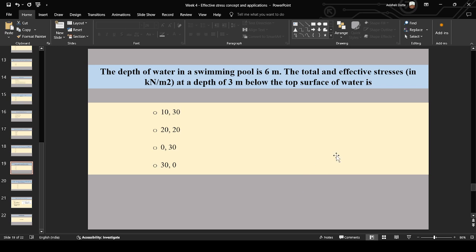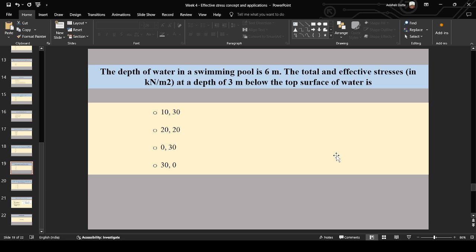Another numerical. The depth of water in a swimming pool is 6 meter. The total and effective stresses in kilonewton per meter square at a depth of 3 meter below the top surface of water is. So here we can see that there is a swimming pool, the depth of which is 6 meter. Now we are asked to find out the total and effective stresses in kilonewton per meter square at a depth of 3 meter below the top surface of water.